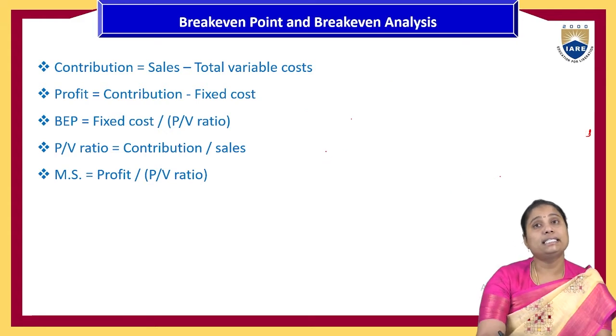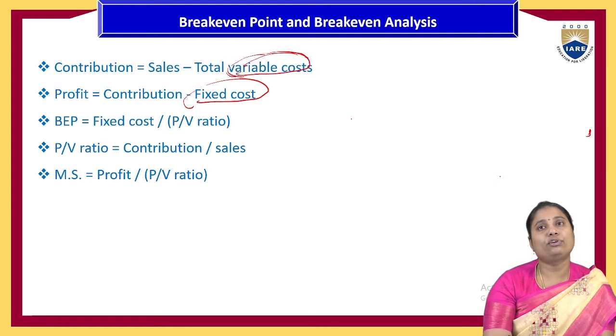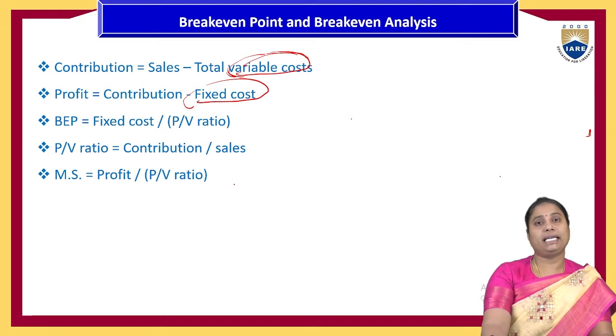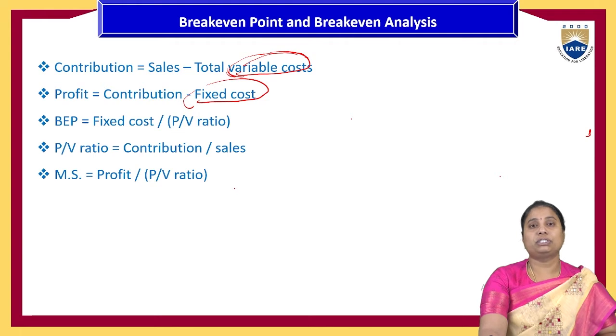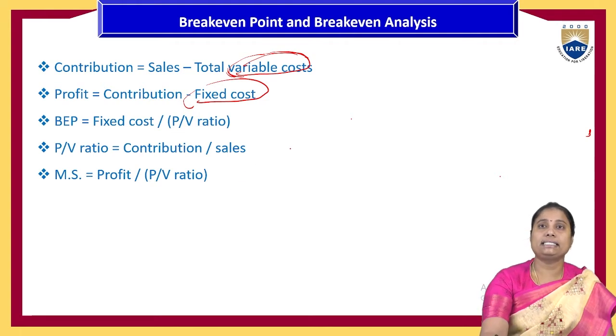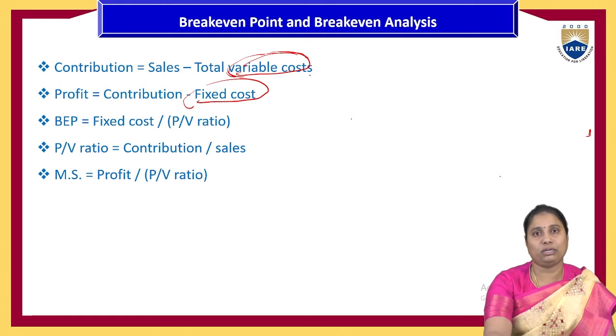Margin of safety is calculated with the help of profit divided by profit volume ratio. Here, other terminologies we are going to see are fixed cost and variable cost. Whatever the costs are, be it labor cost, material cost, rent, etc., all these expenditures are categorized into two elements: one is the fixed cost, and another one is the variable cost.